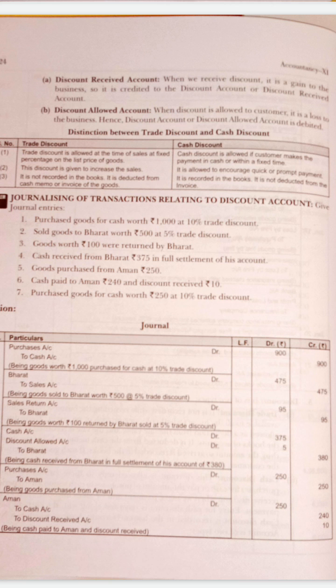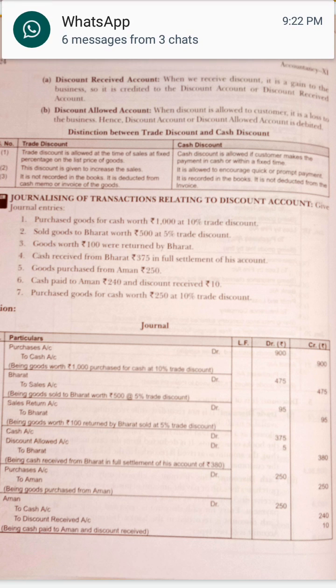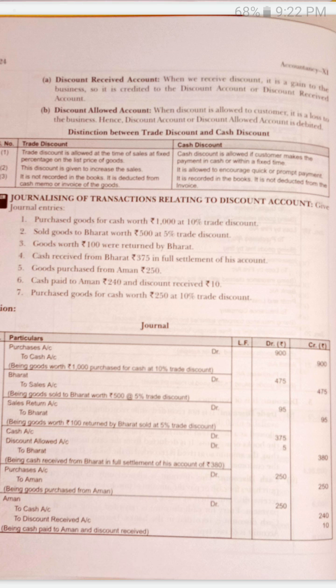Next is cash received from Bharat, rupees 375 in full settlement of his account. See that, 375. Actually, the 375 is in full settlement. Okay, so in 375, Bharat is given the 5% trade discount. Okay, so discount allowed: how do we calculate the discount allowed?